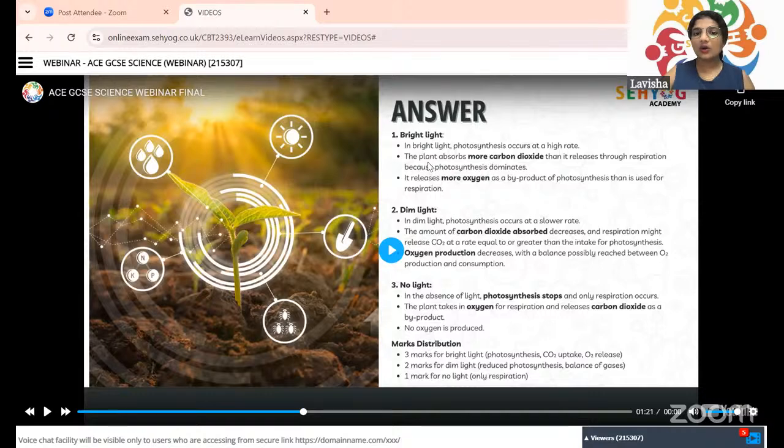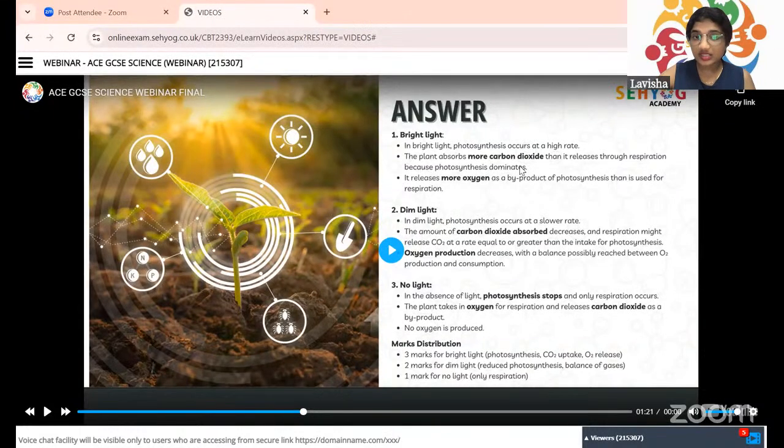All right, so definitely in bright light, the availability of carbon dioxide is quite good. Carbon dioxide is a raw material, so we are putting forward all the essential points, including why carbon dioxide is important and why photosynthesis is quite prevalent in bright light. So you can see that in the very first segment we have put forward all the essential information, right? We have put forward what exactly is happening, what exactly the process is.